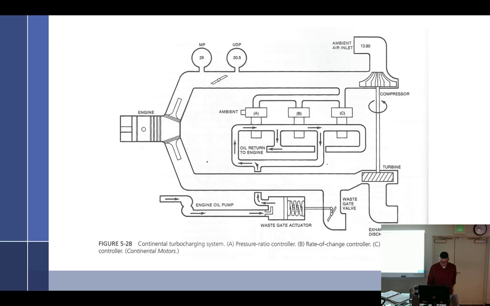When engine is started, oil pressure sent to the wastegate. Closes it. All right. Wastegate closes and spools up the turbo. Turn the turbo on. All right, turbo on.